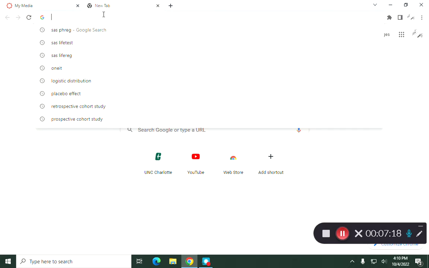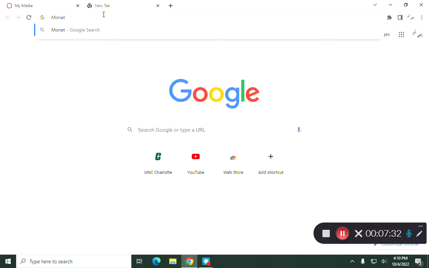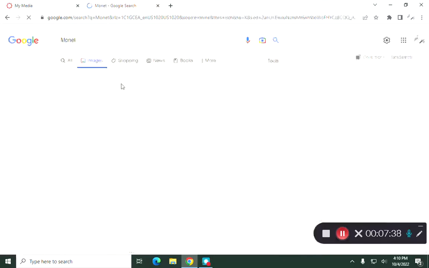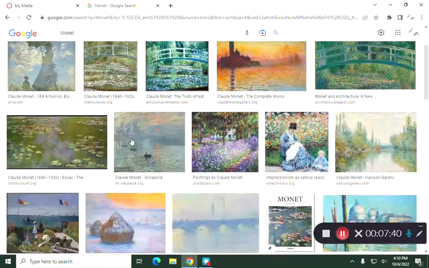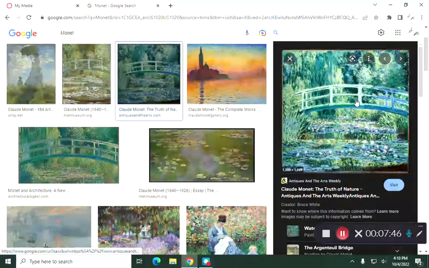How many of you like Impressionism painting? Who is your number one painter in mind? Monet. Okay, let's just do Monet. And the reason I'm doing Monet is this. If I open up, let's just use the Japanese garden picture here.